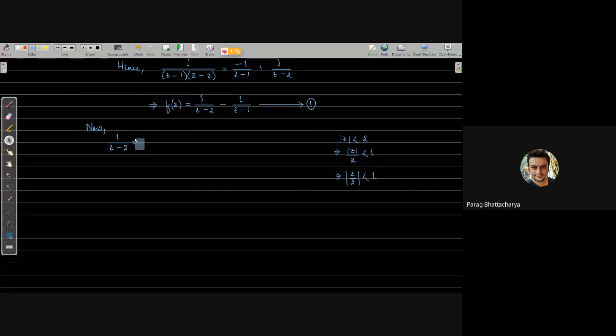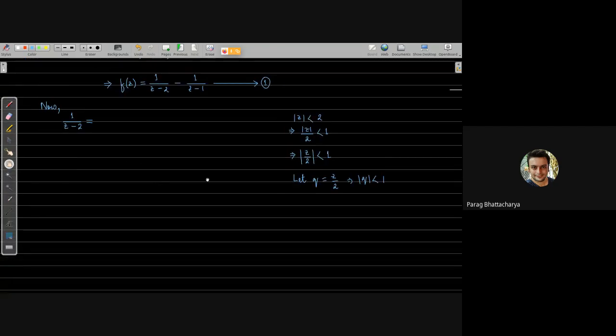Is that clear to everyone? Okay, so now let q be equal to z by 2. So this implies modulus q is less than 1. Is that fine? This quantity, because somehow I have to get something less than 1.